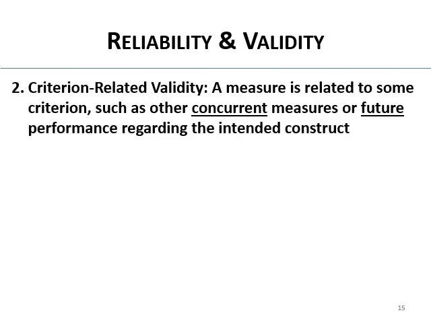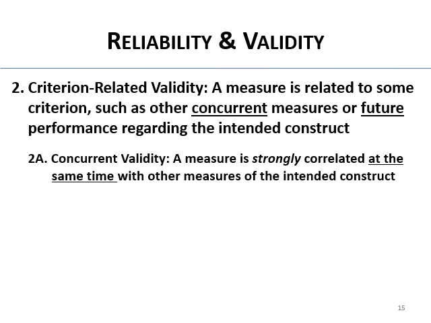Next type, criterion-related validity. Criterion-related validity is when a measure is related to some criterion, such as other concurrent measures of the same construct or future performance about that construct. So it's when the measurement instrument you're using is related to other measures like it, or it predicts future performance about the construct you're measuring. The first one is concurrent validity, when a measure is strongly correlated at the same time with other measures of the intended construct.